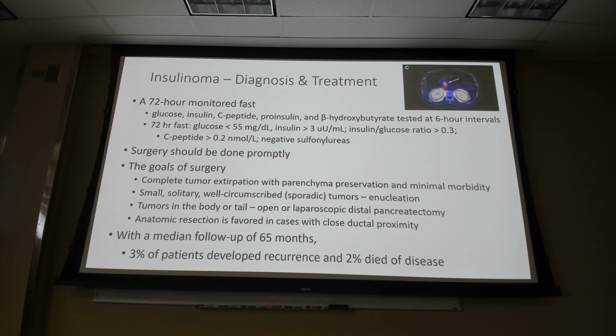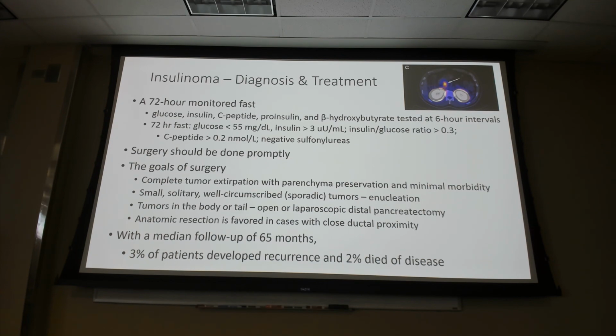All right, so how do we diagnose this? This is going to be your 72-hour monitored test, and we're just looking at their response to glucose. We're looking at their insulin level, C-peptides. We do an insulin to glucose ratio on them, and then we look at C-peptide as well. And then if we find this and we diagnose it, then we typically need to remove these promptly.